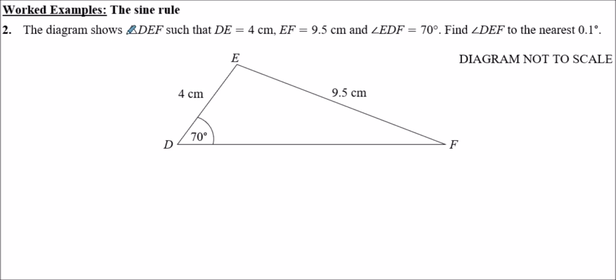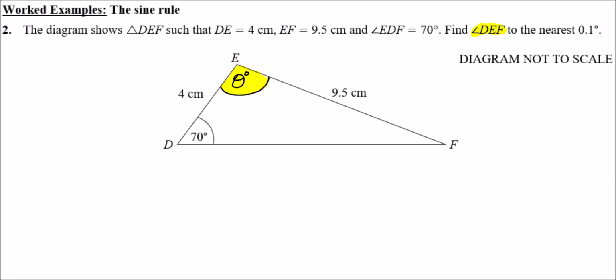Here we've got triangle DEF. DE is 4, from E to F is 9.5, and the angle at D is 70. We need to find angle DEF to the nearest 0.1 of a degree. DEF is the angle at E, which is this one here, which I'm just going to call theta. Now, it might seem we have a problem, because I don't know the side opposite to the angle I want to find. So what do I do?